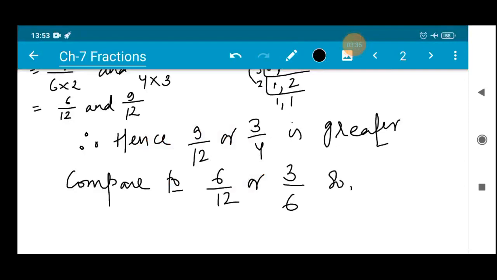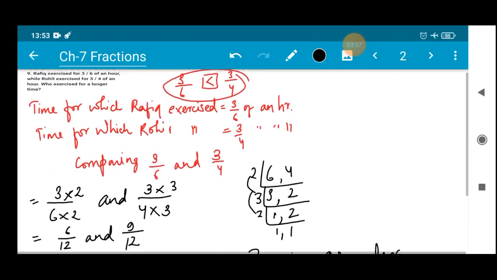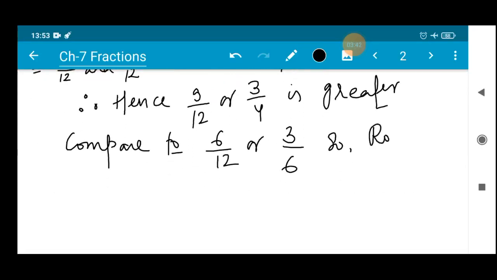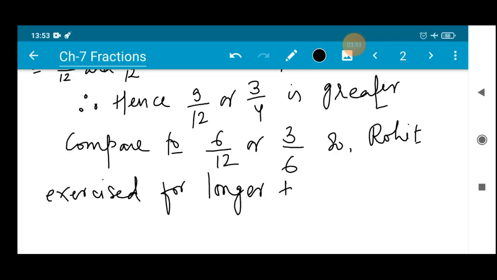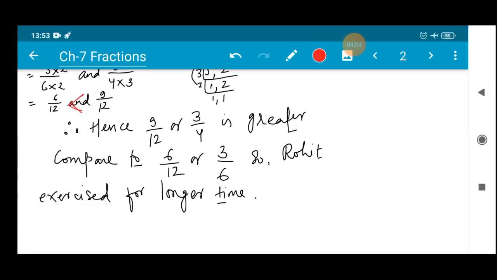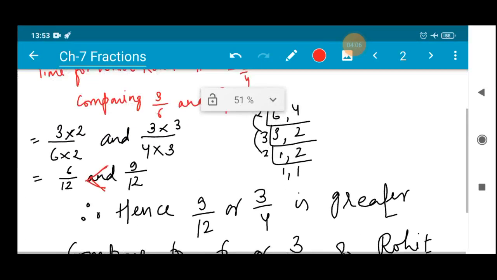So who exercised for a longer period of time? Rohit exercised. So you will write Rohit exercised for longer time, isn't it? So we have compared these two values. We got that 9 by 12 is greater than 6 by 12. So hence we can directly say that Rohit exercised for a longer period of time.